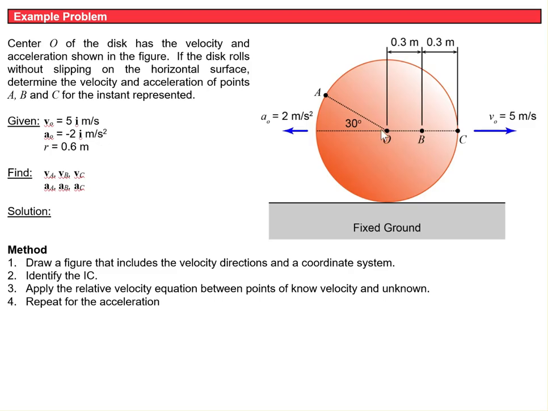So we're going to define right as being positive x and left as being negative x. So the acceleration is in the negative x direction. We also know the radius of the disk. All right, so first we want to draw a figure, include the velocity directions, the IC, and a coordinate system. Because it rolls without slip, we do have an IC here between the ground and the disk. Then we're going to apply the relative velocity equations from any known point to any unknown point, and we'll repeat that for the acceleration.